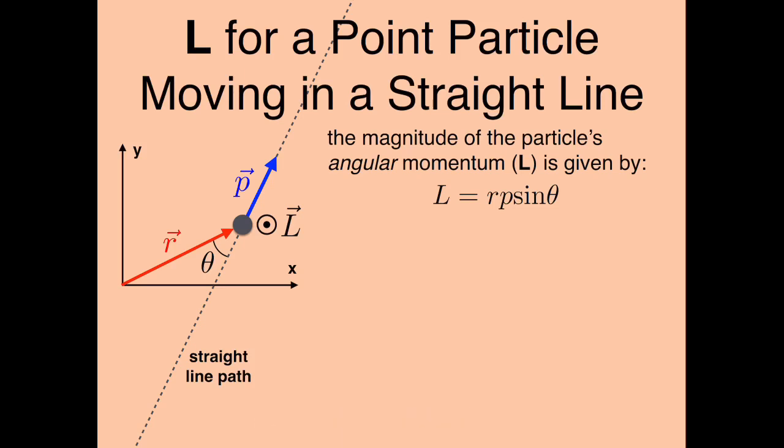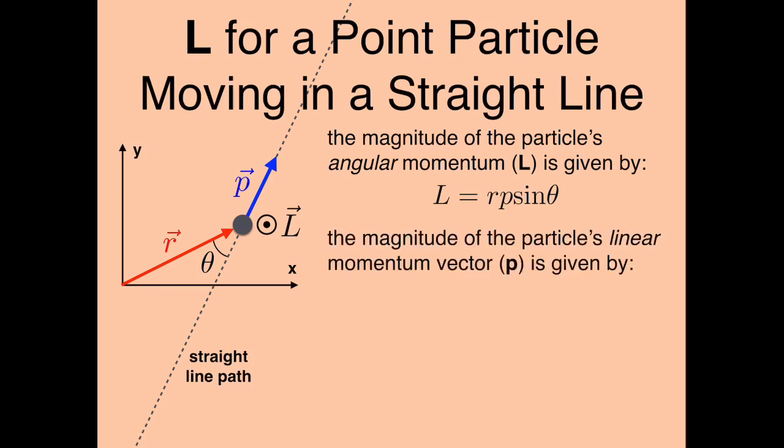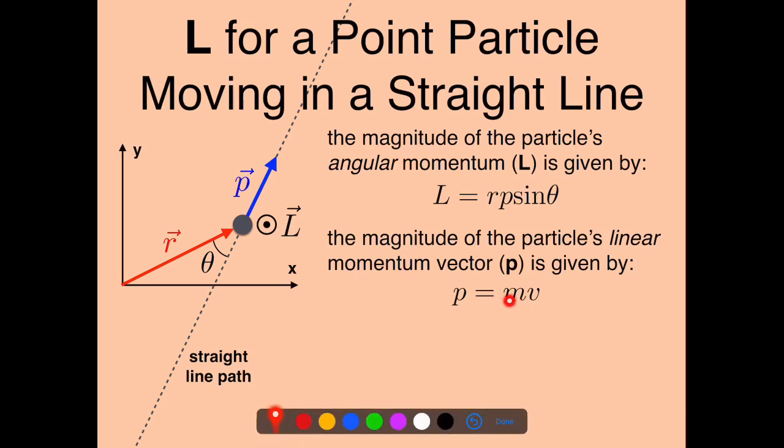Okay, so the magnitude of the particle's angular momentum L is given by the formula L is equal to r times p times sine of theta, where theta is the angle between those two vectors. And the magnitude of p, the magnitude of the particle's linear momentum vector, as we'll remember, is given by m times v. So if I take the mass and multiply the speed of the object, then I get the magnitude of its linear momentum. Okay, and so that can go right here in the previous formula as a substitution.